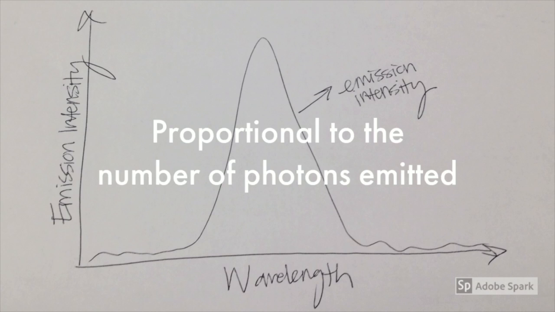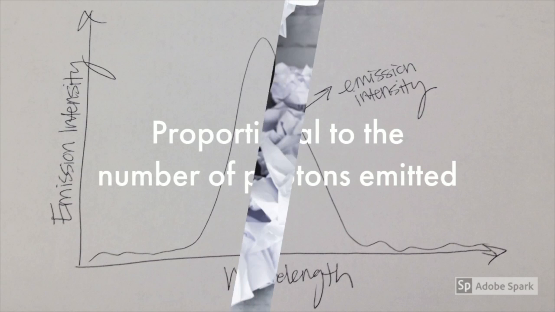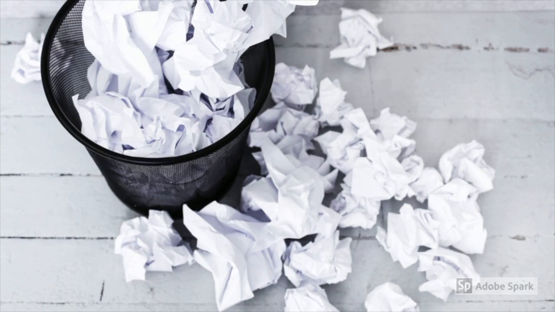Emission intensity is proportional to the number of photons emitted from a substance. The more photons emitted at that wavelength, the higher the peak on the emission spectrum. It's like trying to shoot wadded up pieces of paper into a wastebasket. The more you shoot with the proper amount of energy to get into the basket, the higher the mountain of paper becomes. There still will be some pieces of paper surrounding the mountain.